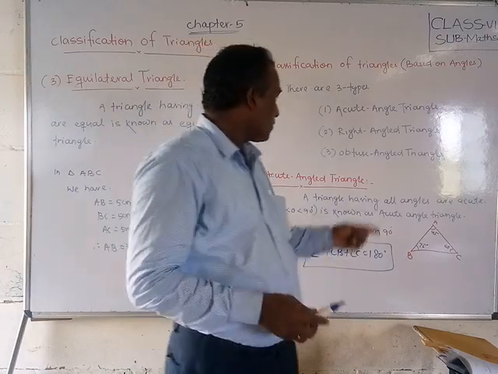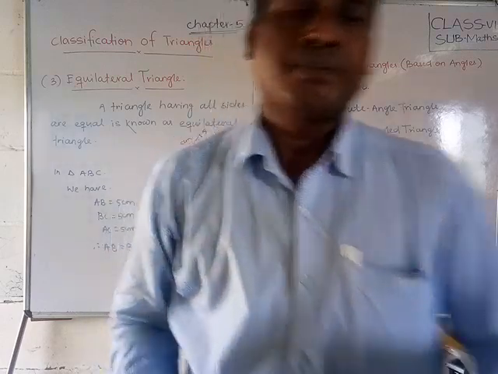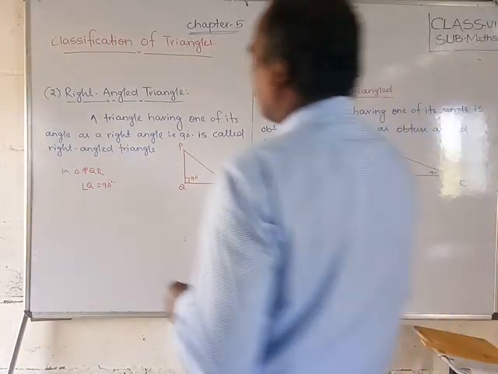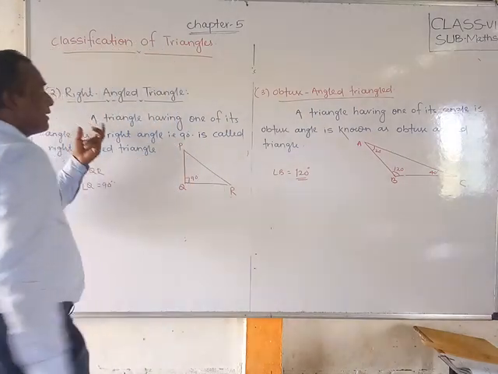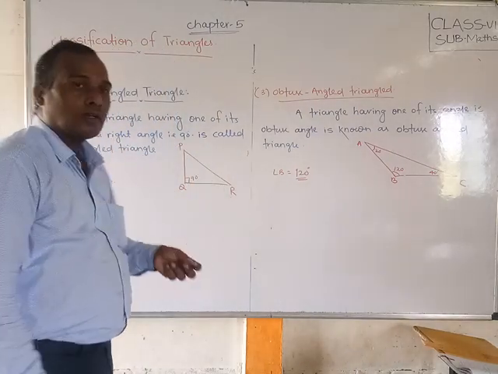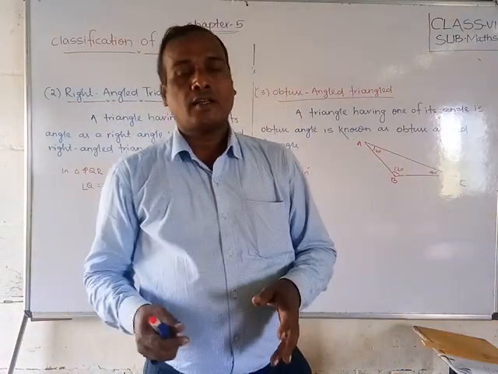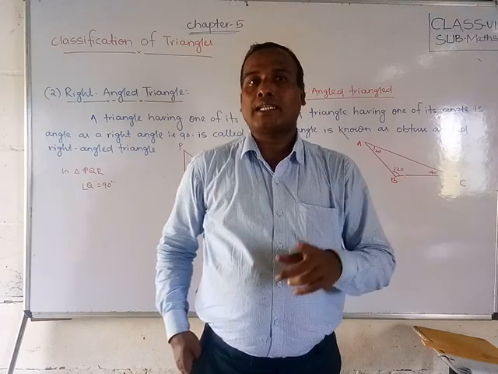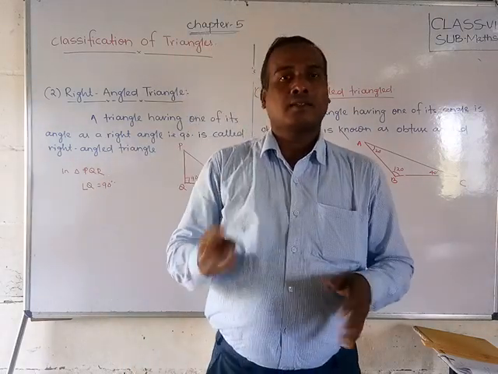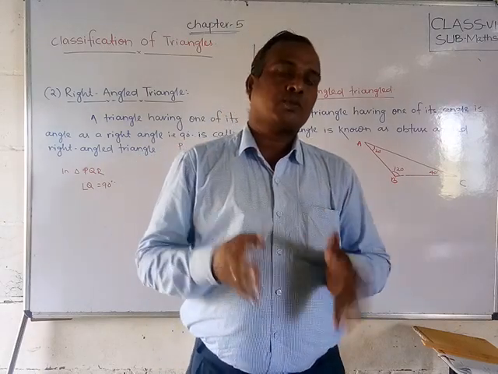Okay, friends, next we will discuss the right angle triangle. What is a right angle triangle? You know very well what a right angle is. A right angle means 90 degrees. So if a triangle has one of its angles equal to 90 degrees, then we can say it is a right angle triangle. There are three angles. Remember this very carefully, students, very important things.